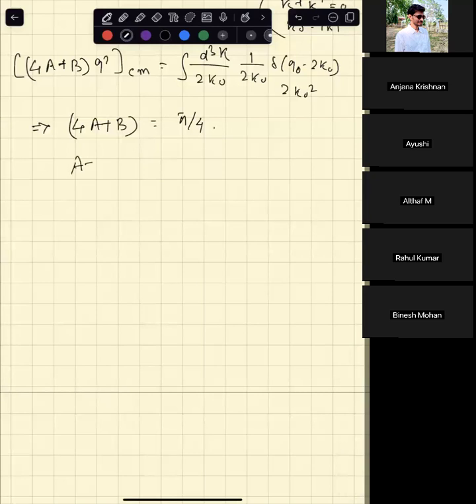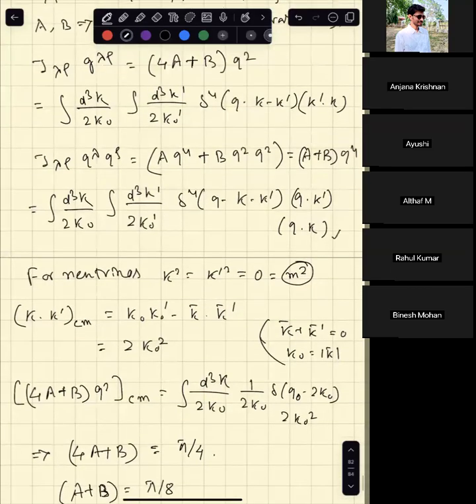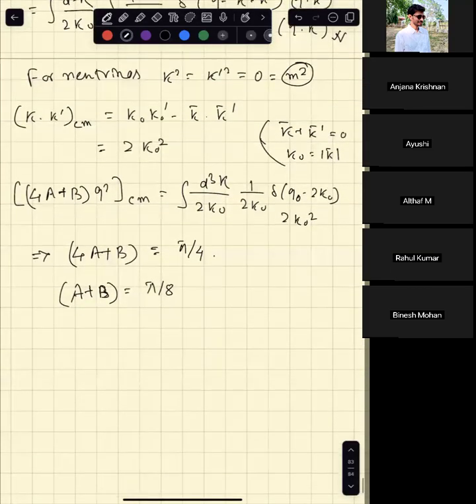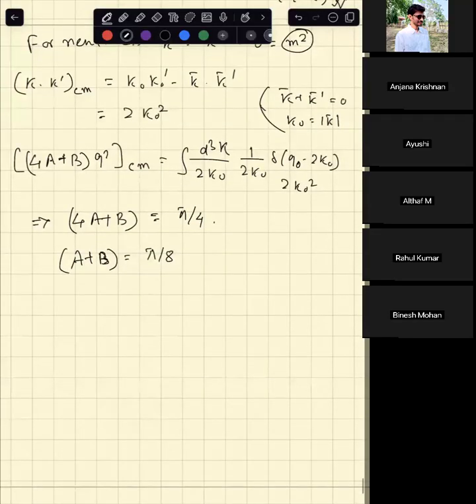From there you will generate the result. This intermediate step I am giving as homework, so you should practice it. These are simple integrals. Okay, so the same way you perform this integral with these considerations, that k square, k prime square equal to 0, and k dot k prime in the center of mass frame. So these two quantities we finally got. Okay, and now if you solve them, you find a and b, and after solving for a and b, you put them back. So now you know what the tensor decomposition is.